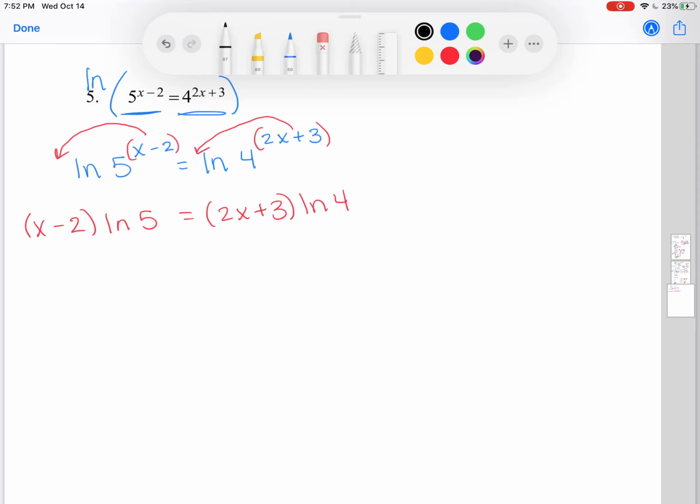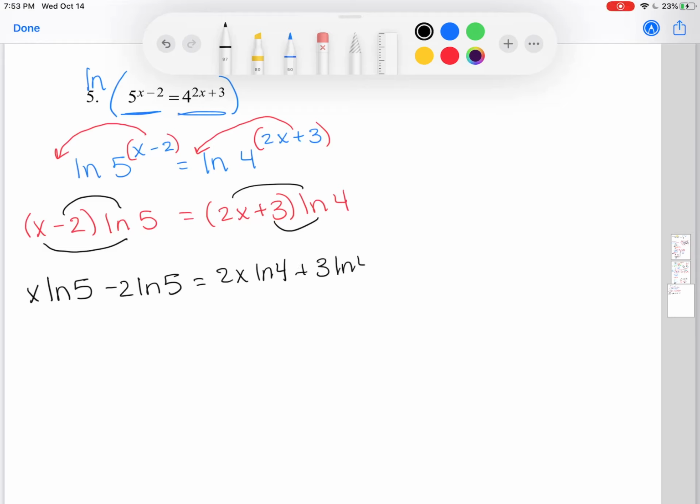All right. So now with the parentheses out front, I can actually take care of distribution. I can distribute my parentheses into my natural logs. So when I do that, we're going to keep those terms in the front. When I multiply x times natural log 5, it's going to come out as x ln 5. And then I also have to multiply the minus 2, and that will come out as negative 2 ln 5. Same thing on the right-hand side: 2x ln 4 plus 3 ln 4.